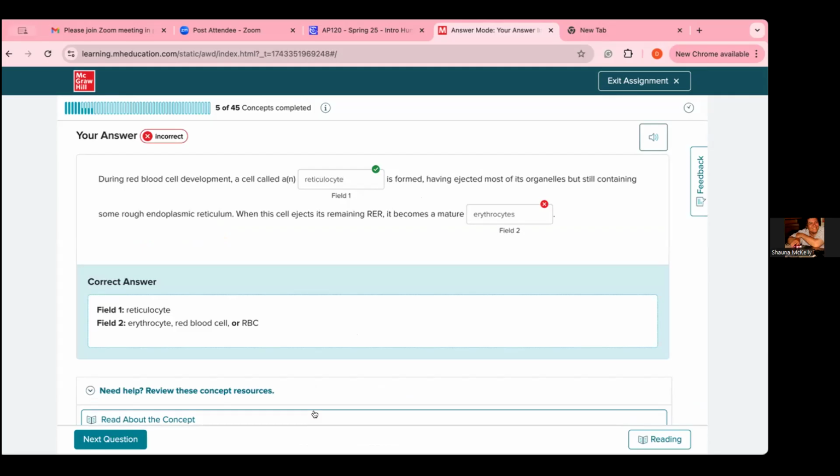Oh, it just didn't want the S. It was the right word, but it didn't want the S. It becomes a mature erythrocyte. Yeah. But it's okay. That's the right word. It just didn't want the S. All right. Go to the next question.